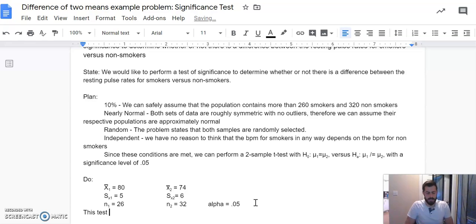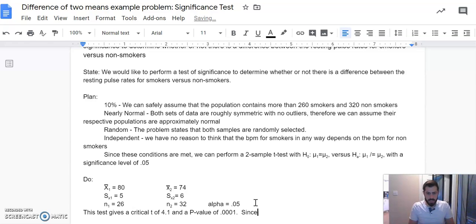This test gives a critical t of 4.1 and a p-value of 0.0001. Now, clearly, that is less than 0.05.